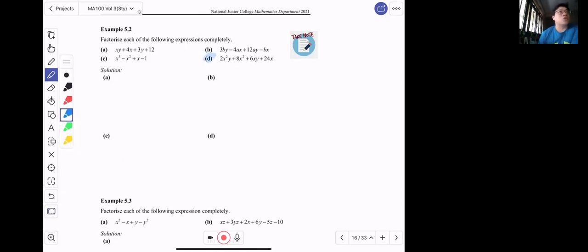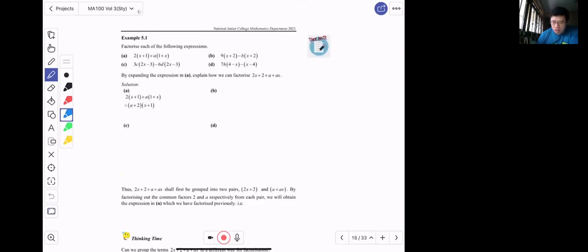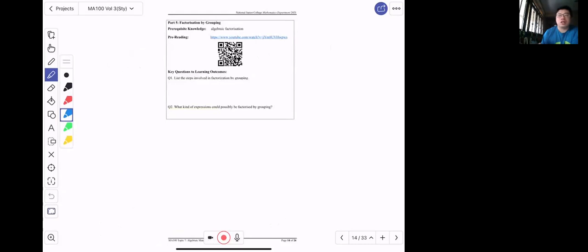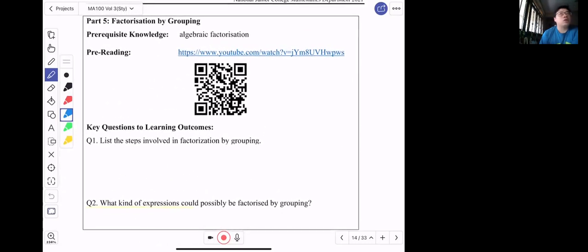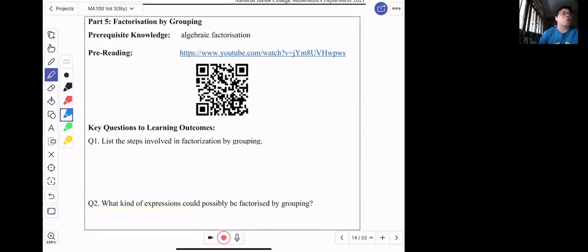In case you forgot, the answers for part 4 and part 5 are also in the class WhatsApp chat. So this one, you remember there are a total of 4 ways to do factorization. This factorization method is called grouping.